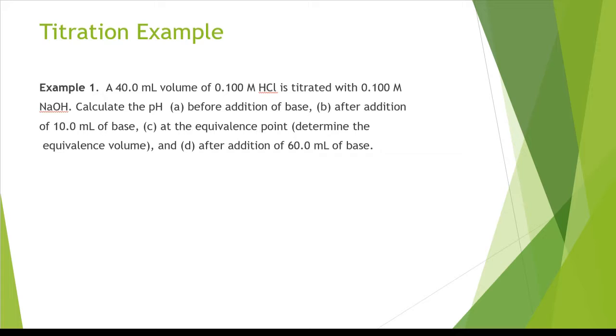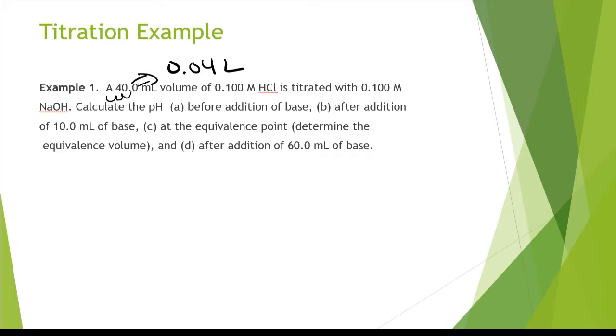All right, so let's work this first example here. We have a 40 milliliter volume of HCl titrated with 0.1 molar NaOH. They want to know the pH before the addition of base, after the addition of 10 milliliters of base, at the equivalence point, and after addition of 60 milliliters of base. For this, you need to first of all convert this to liters. So you're going to move the decimal place three places. So that's 0.04 liters. That's the first thing.